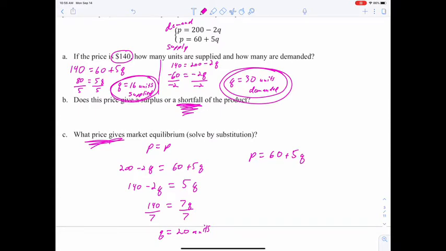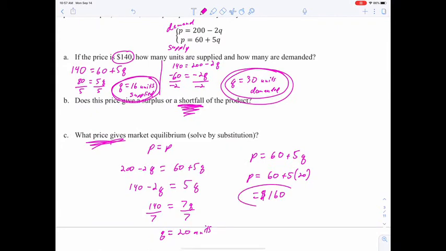And we know Q is 20, so the price is 60 plus 5 times 20. So equals 160, right? So it'd be 100 plus 60. So the price is $160 when you have market equilibrium.